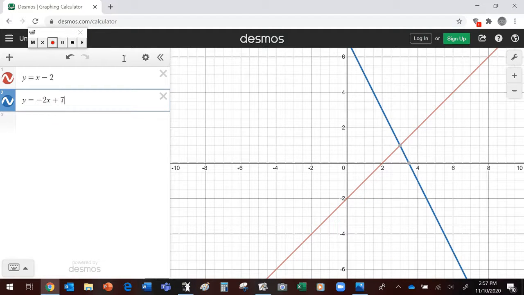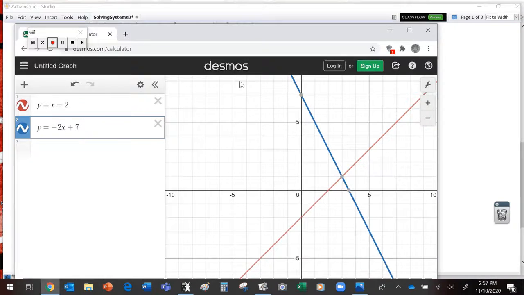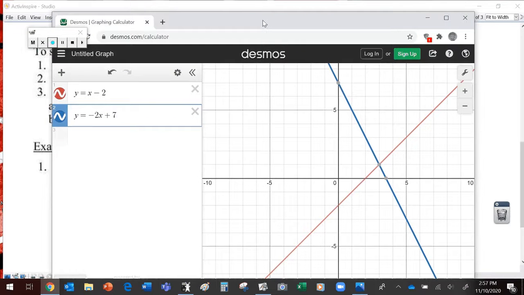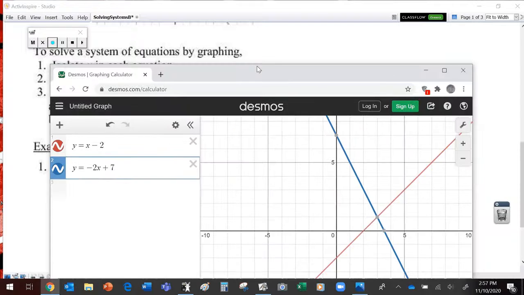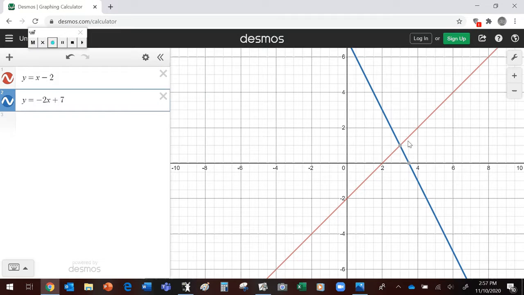Now double check, make sure these are both the graphs that we want. So y equals x minus 2, yep. Y equals negative 2x plus 7, yep. Okay, so we've got our graphs. Now we want our solution. Our solution is the point where those two lines intersect, and they intersect right here at the point 3, 1.